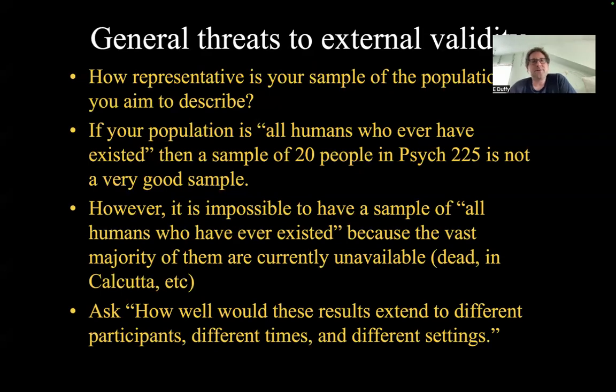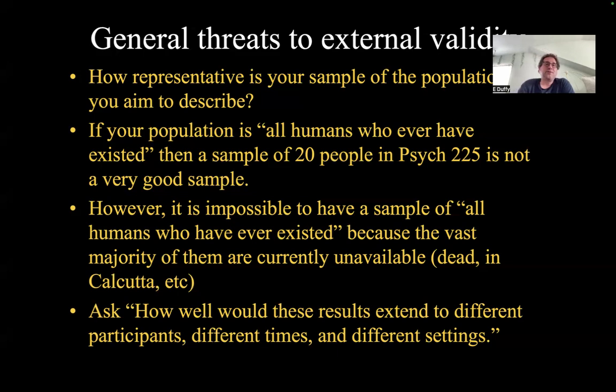And then threats to external validity. How representative is your sample of the population you aim to describe? If you're trying to study all people, it's probably not best to look at just some subgroup, like Asian Americans living in a neighborhood in San Francisco, because I don't know that that is going to apply to the Botswana Bushmen, or someone living in sub-Saharan Africa or the Indian subcontinent. You have to be careful about that.